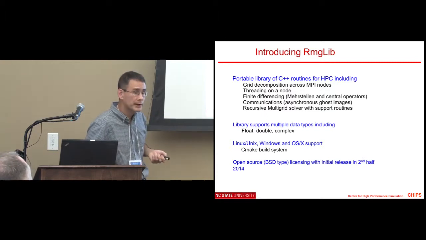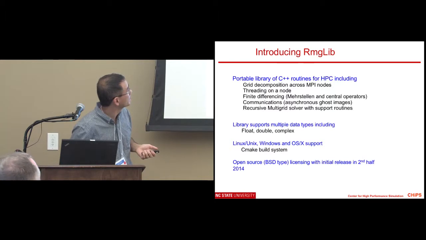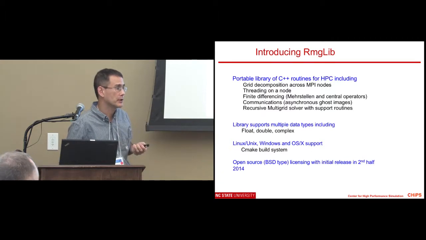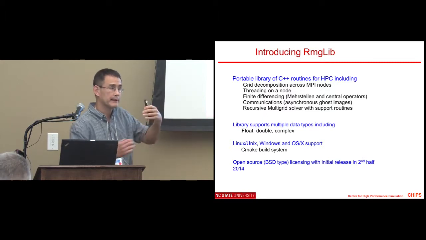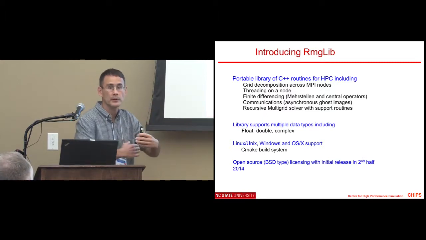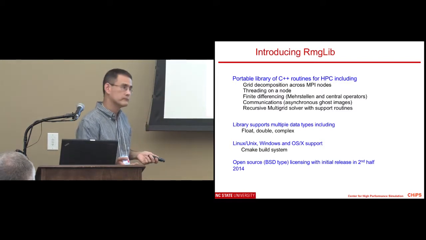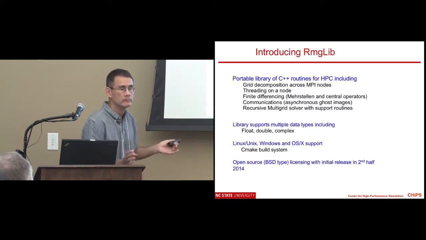So we have a library of C++ routines that let you do various tasks: decompose your grids, threading on a node, the finite difference operators, optimized finite difference operators, and communications. Finite differencing, you have to do the nearest neighbor communications. So we have asynchronous communications routines that can operate on blocks, because as I mentioned before, we're using blocks of orbitals at a time. And a recursive multigrid solver with support routines, so that you can write 20 lines of code and have a Poisson solver or a Helmholtz solver that runs on 100,000 cores.